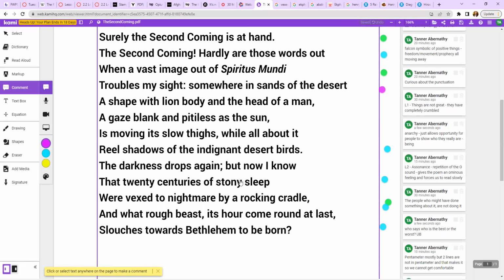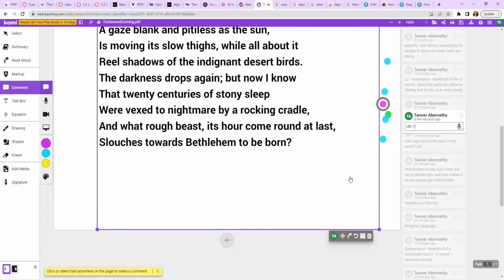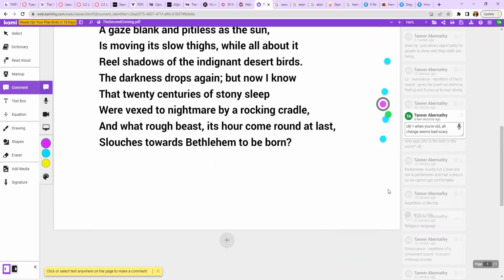The darkness drops again, 20 centuries of stony sleep reflects nightmare by a rocking cradle.